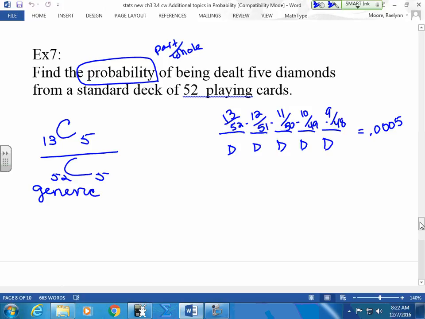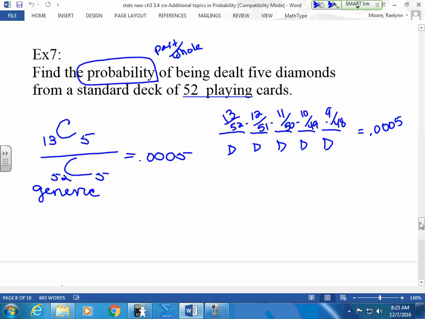So again, part over whole. I could do it that way, reduce my probabilities, or I can do it this way. This is a nice way to look at it. And the bottom number is always the generic number, whether I want diamonds, hearts, or all reds. The bottom is my generic number, any 5 cards. The top is the specific part of it. Give me 5 diamonds. And I don't care what order my diamonds sit in. So any order, you're still going to get the same answer.